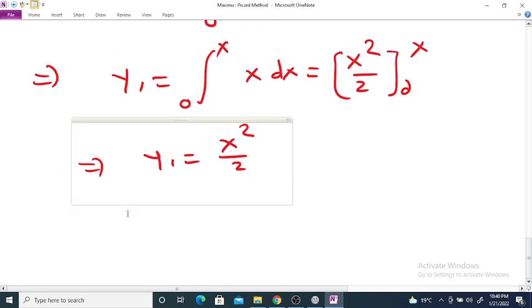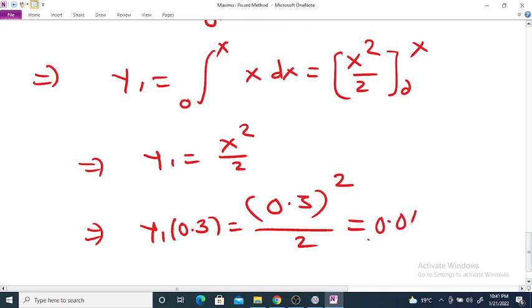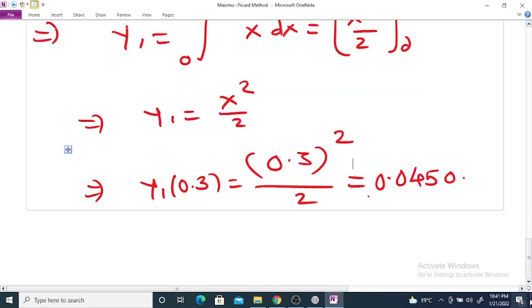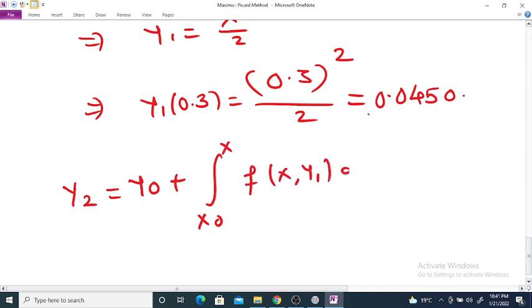Now if you substitute y1 of 0.3, this is equal to 0.3 squared divided by 2, so it is equal to 0.0450. This is the first approximation. Now we are going to find y2. What is y2? y2 is equal to y0 plus the integral x0 to x f of x y1 dx.